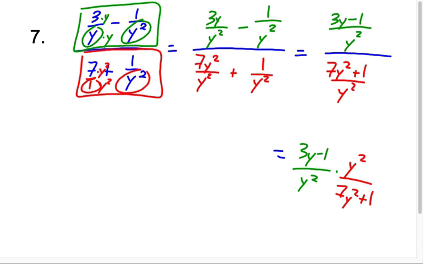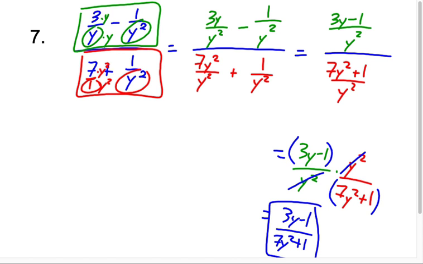And then I ask myself, okay, does anything cancel out? Well, yeah, y squared and y squared cancel out. This is a different factor than this, so I can't cancel anything else out because that's different than what the other piece is. So my final answer would be, on top I have a 3y minus 1, and on the bottom a 7y squared plus 1. How do we do there? Is that good?